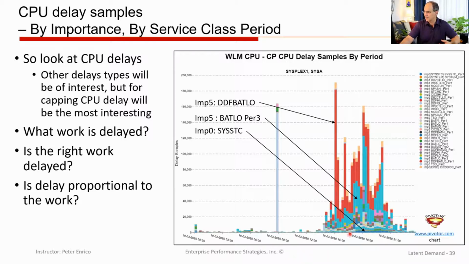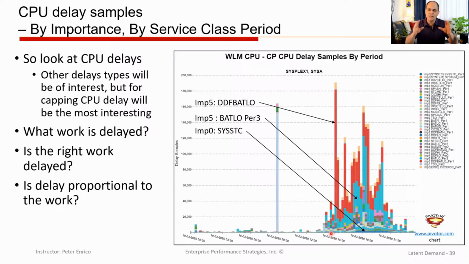But you look at something like SYSSTC here, even that's going to have delay samples. But you say to yourself, well, that's not good. Well, the answer is right, it's not good, but just know that all work in the system is going to get delayed. But hopefully what we're going to see with something like SYSSTC is that although it has some amount of CPU delay, I wouldn't necessarily count it as something that is suffering from latent demand, because all work gets delayed, and when this work is delayed, it's not a whole heck of a lot of delay.